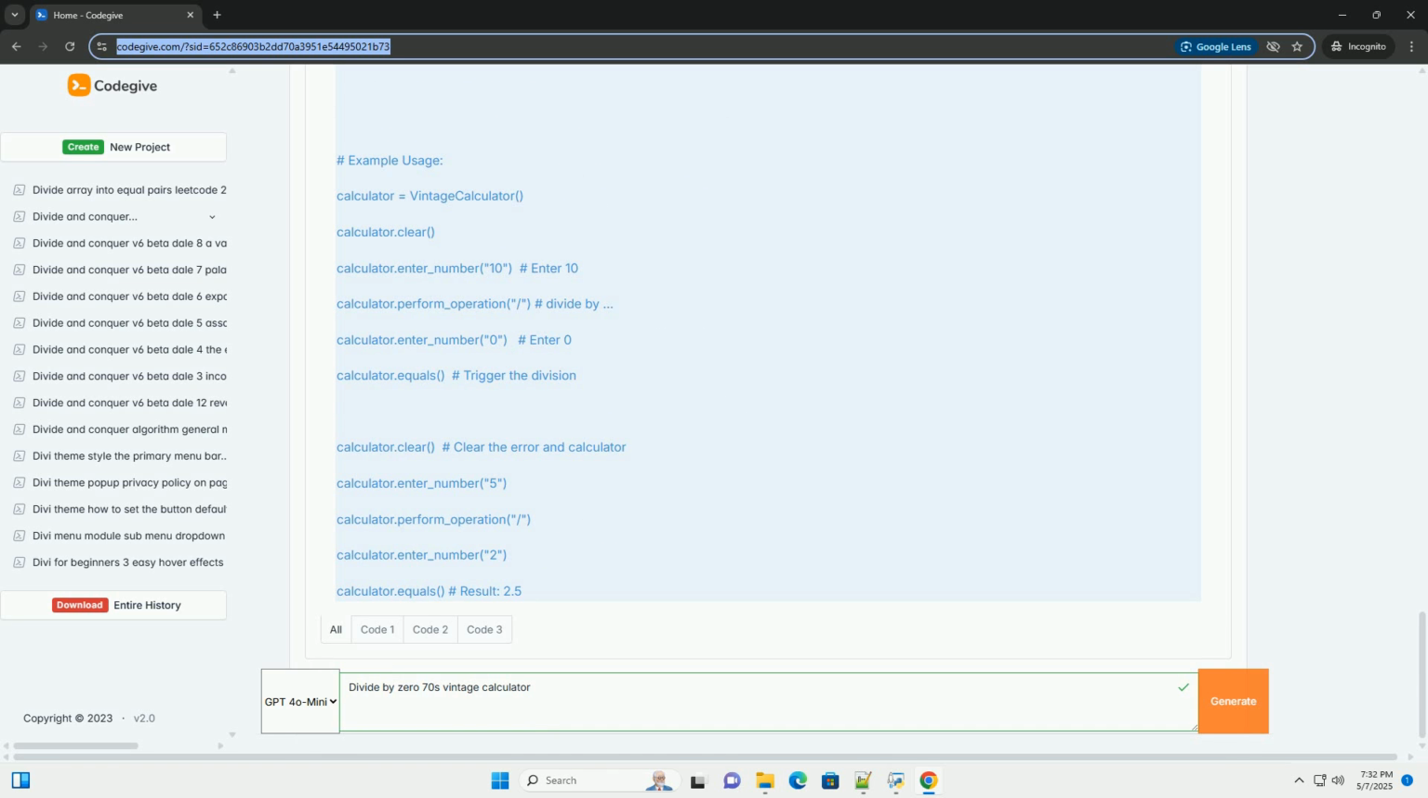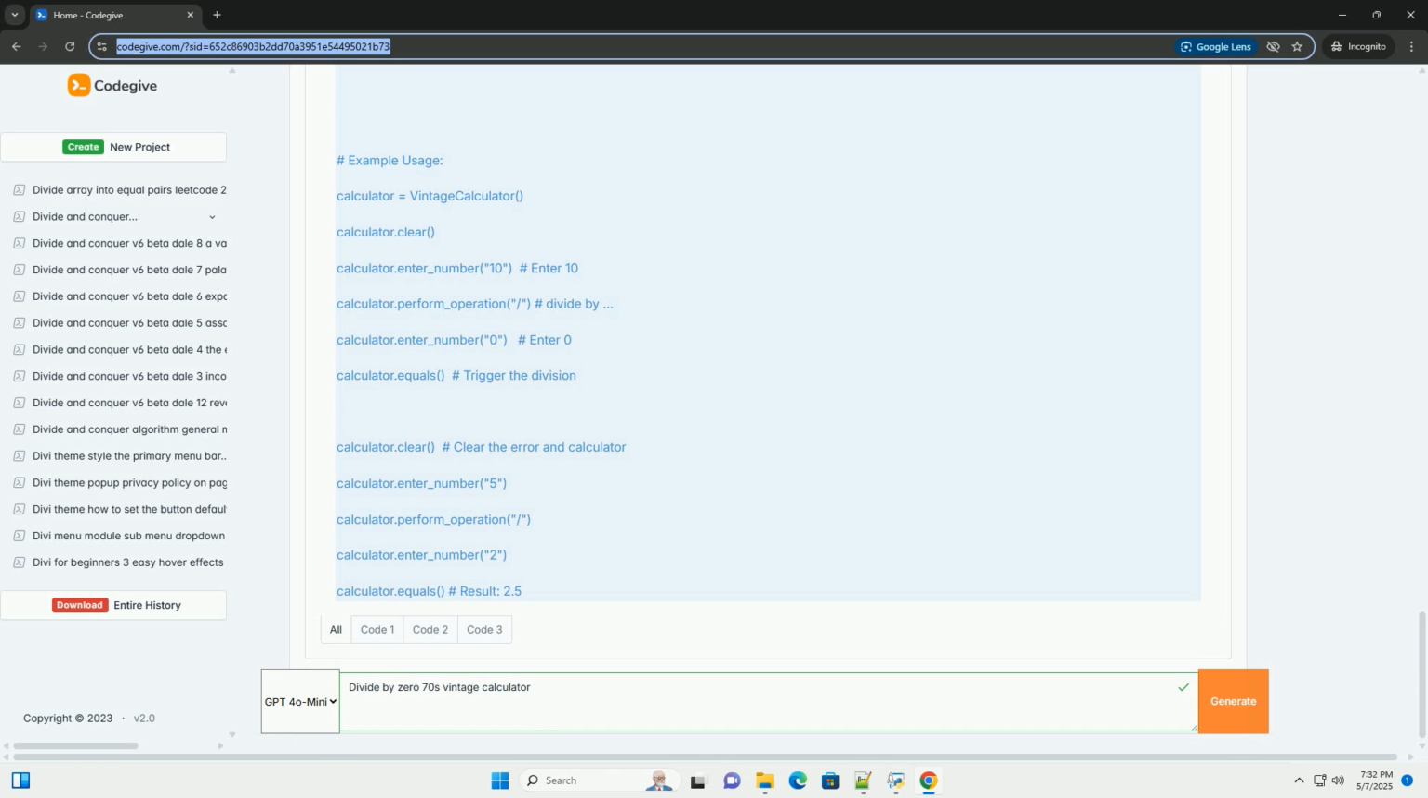3. clear method: resets the calculator to its initial state, clearing the error. 4. enter_number method: simulates entering a number via the keypad, storing it in the accumulator. 5. perform_operation method: handles arithmetic operations.